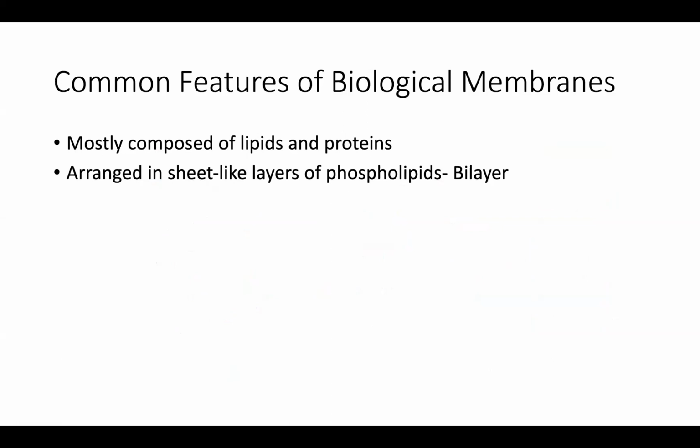We already talked about these common features of biological membranes. We know that the major components, you should have this in your notes, are that they're mostly made up of lipids and protein, particularly the phospholipid. And then they're arranged in a sheet-like layer that we'll call the phospholipid bilayer.